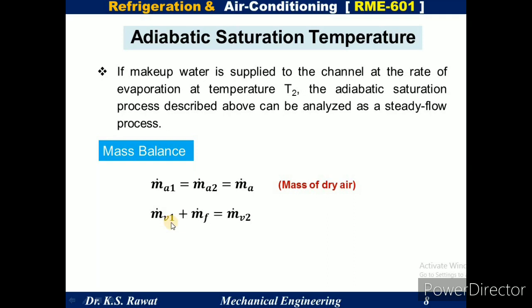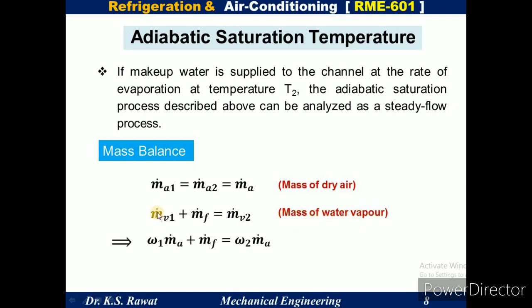Now apply the mass balance for the moisture part. m dot V1 is the mass of water vapor present in the air entering the system, and m dot F is the mass of water that is evaporated in the long insulated channel, which is equal to the supplied makeup water m dot F, and m dot V2 is the mass of water vapor in the exit air. So from the mass balance, m dot V1 plus m dot F must be equal to m dot V2, because there is no accumulation of mass in the steady flow. So this is for the mass of water vapor.